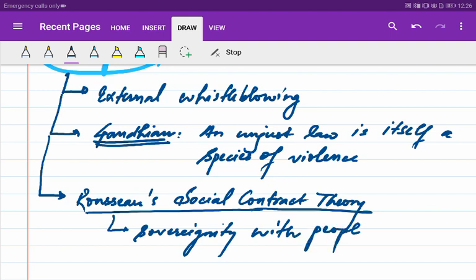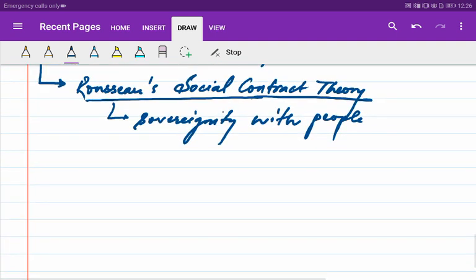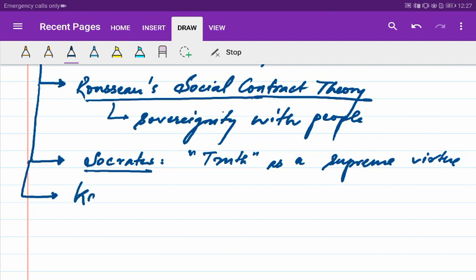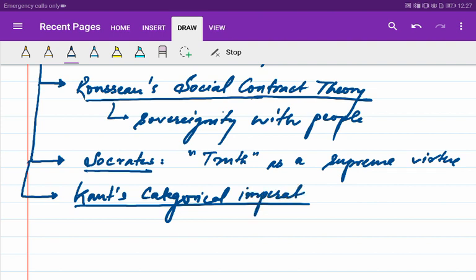So basically, if the government is taking an action against the people itself, it violates the social contract theory. Now Socrates would also argue that one must speak the truth because he values truth as a supreme virtue. Similarly, we can even argue from Kant's categorical imperative, that the means are equally important as the ends, or even more important than the ends.